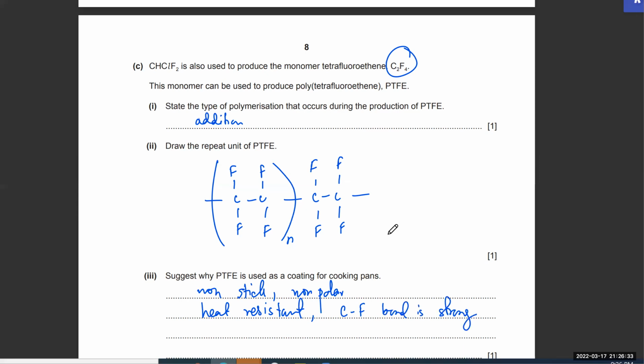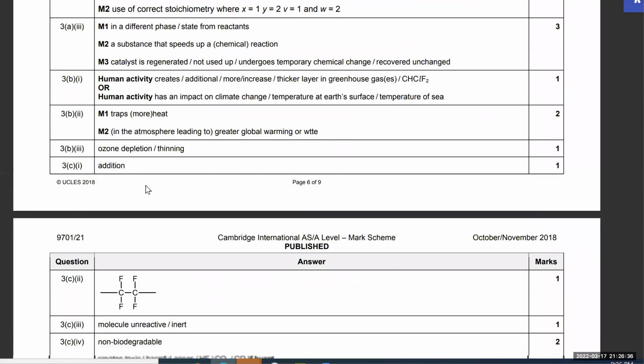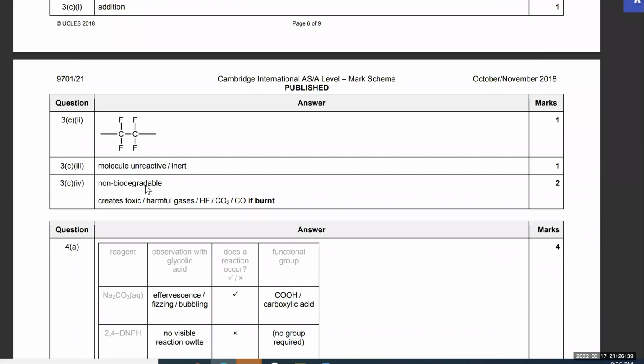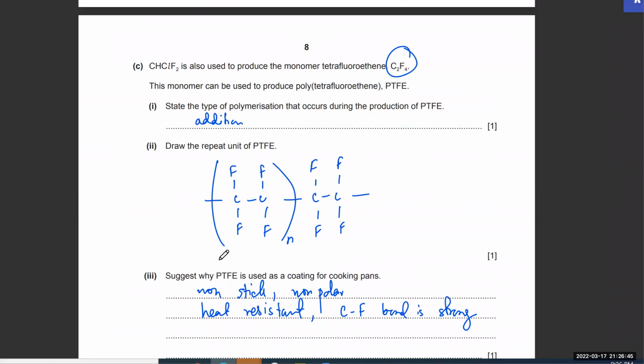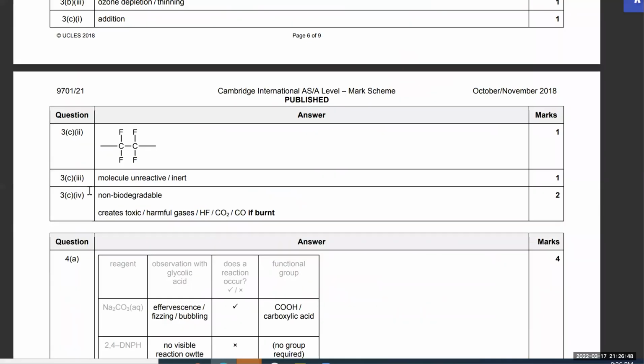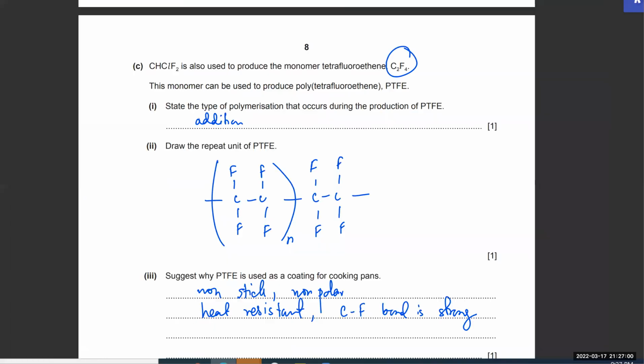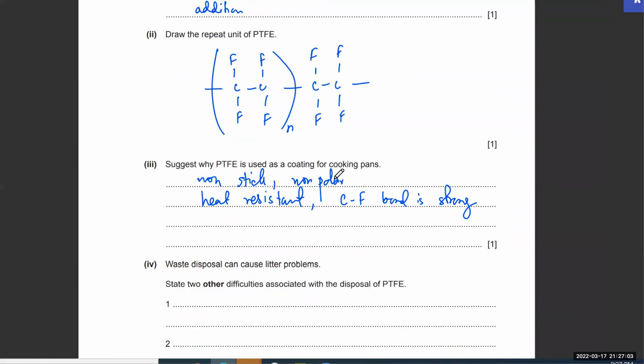Again, I'm going to refer to the answer in the marking scheme as well. Why it's used in cooking. Part 3, just a second. This was part 3 addition. We did all of that. Their answer for that was unreactive. I said it was non-polar, so it's kind of the same thing. Unreactive or inert. Both of my statements point to the fact that it's non-polar and the C-F bond is very strong, so that would make it inert as well. I guess they were looking for that, and they'll probably accept this, which is a more detailed answer for the same thing.